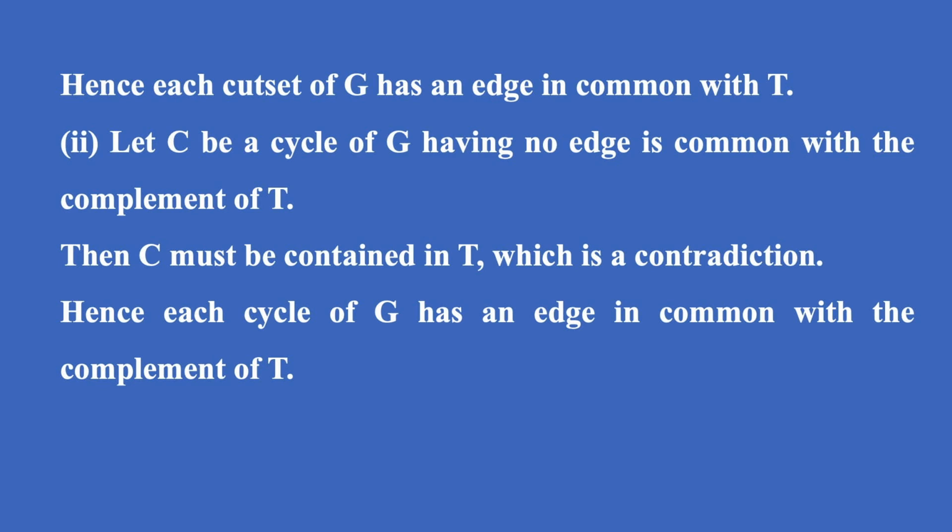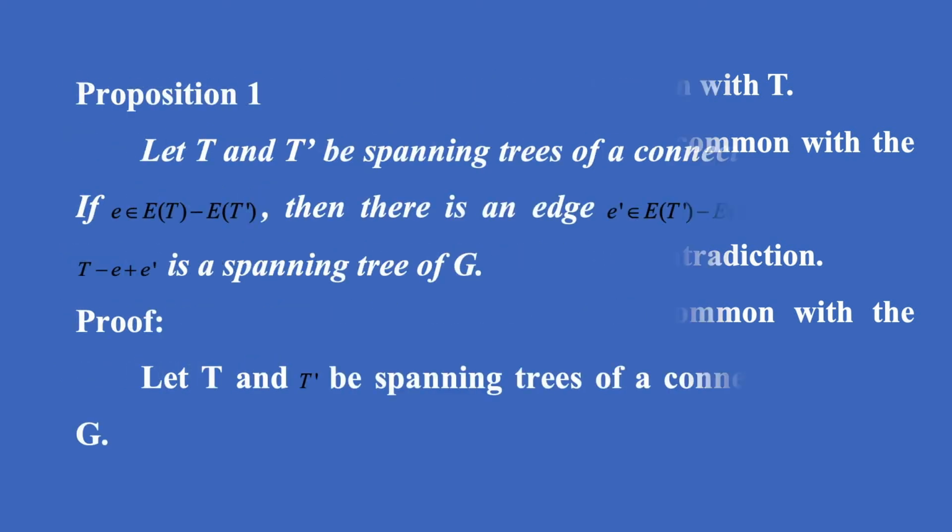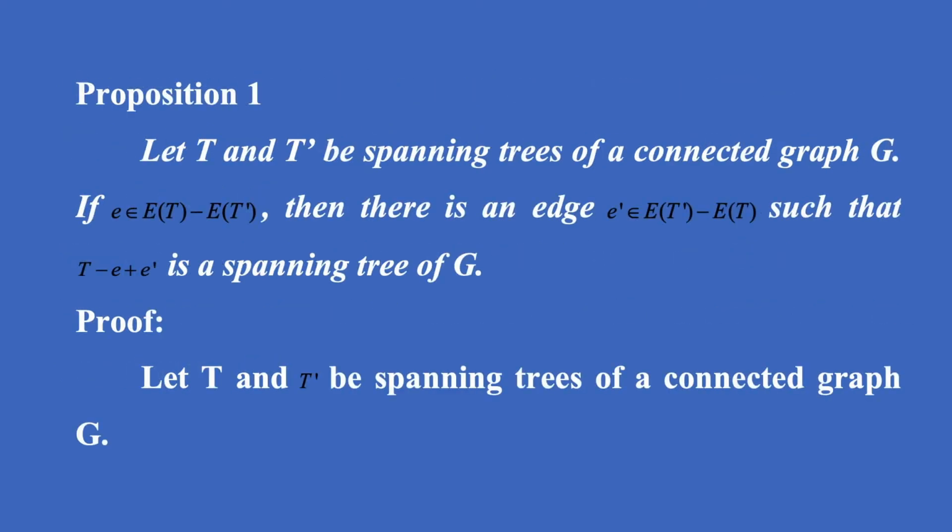Then C must be contained in T, which is the contradiction. Hence, every cycle of G has an edge in common with the complement of T. Next, let us see the following proposition.